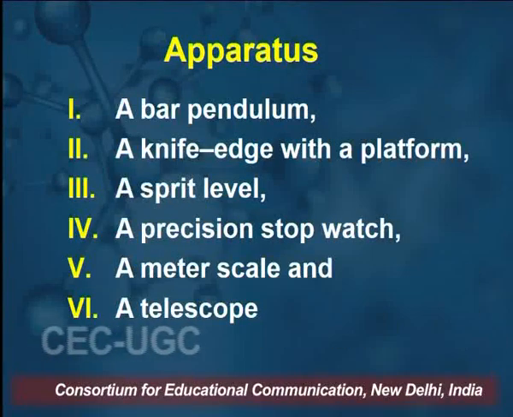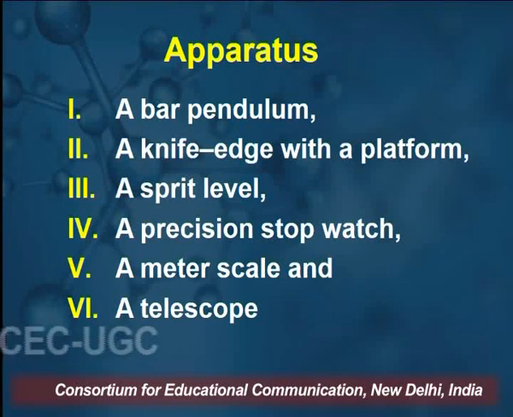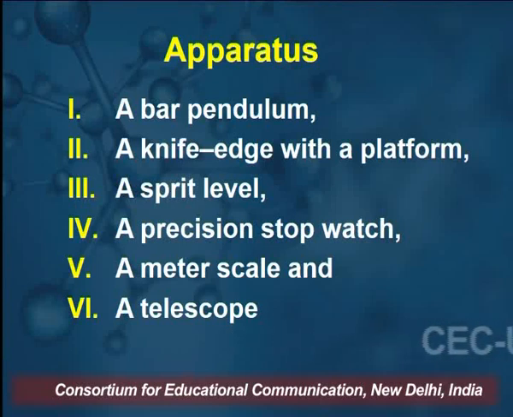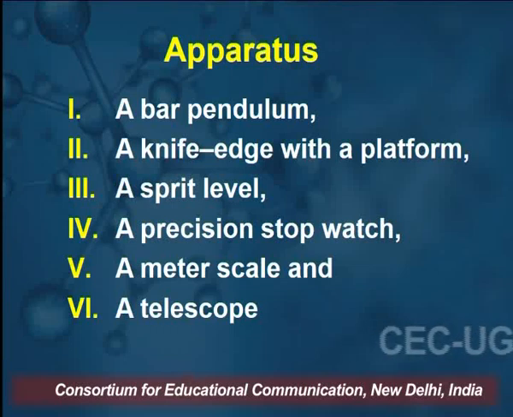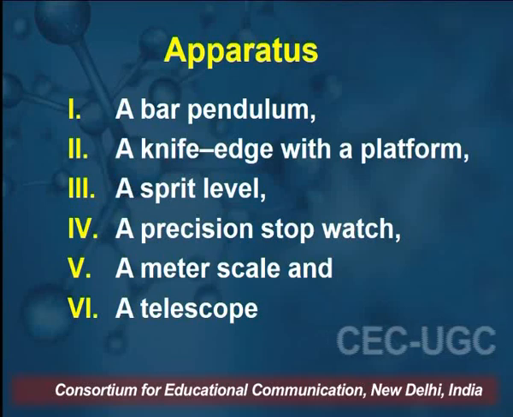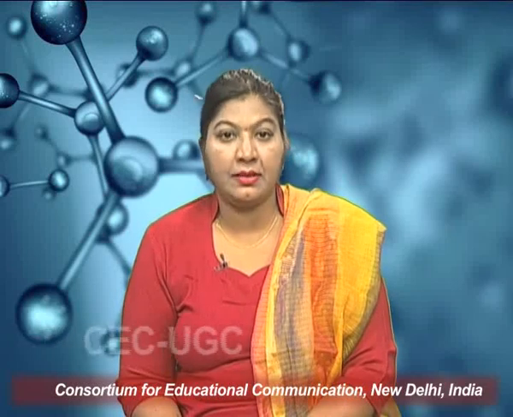What apparatus will we use in this experiment? Number one is a bar pendulum, a metallic plate having holes at equal distances, approximately 2 centimeters, on both sides of the center of gravity. A knife edge with a platform so that it can be attached easily with the hanger. A spirit level, from which we can note the leveling of the bar pendulum. A precision stopwatch that will measure the time period, a meter scale, and a telescope.